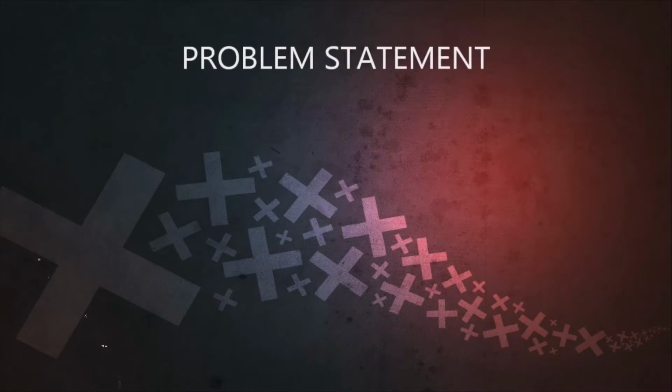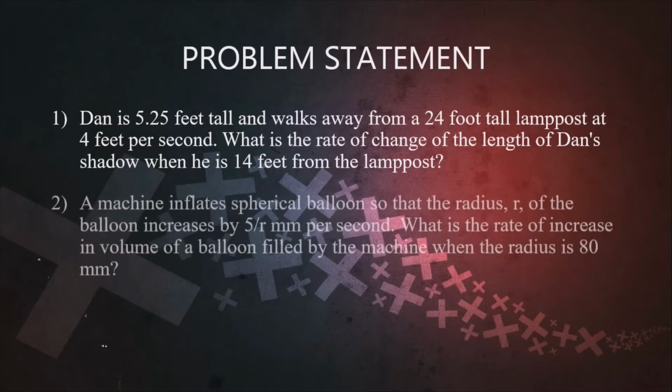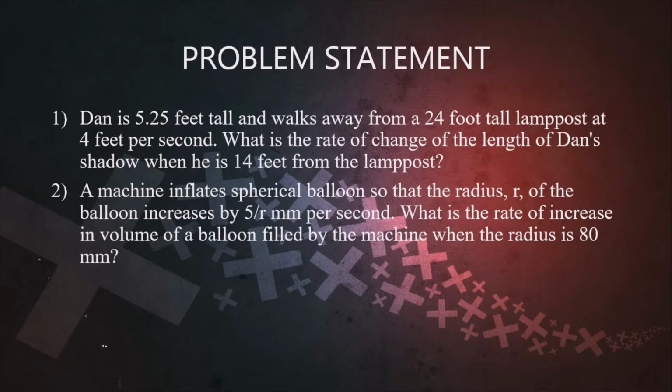So, problem statement. Question number 1. Dan is 5.25 feet tall and walks away from a 24-foot tall lamppost at 4 feet per second. What is the rate of change of the length of Dan's shadow when he is 14 feet from the lamppost? Question number 2. A machine inflates a spherical balloon so that the radius of the balloon increases by 5/r mm per second. What is the rate of increase in volume of a balloon filled by the machine when the radius is 80 mm?